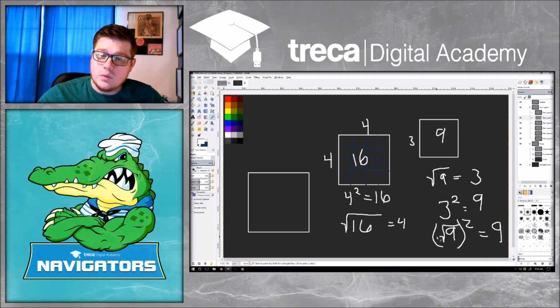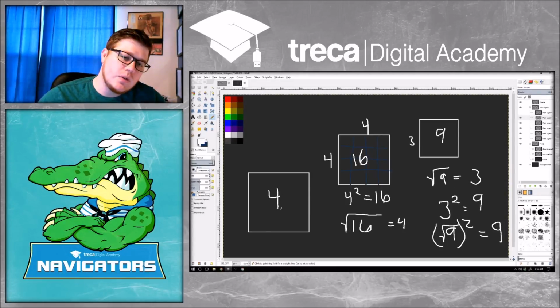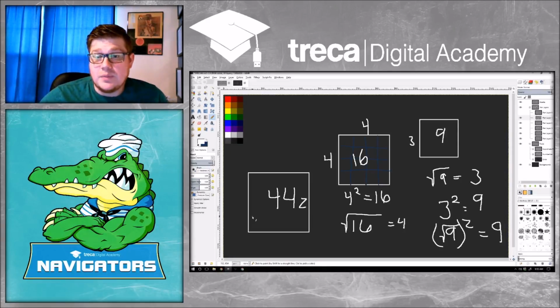The square root and the square cancel each other out. And that makes sense, right? When you square the square root, I mean, the words go together and everything, so it feels pretty logical. Let's put 44z in here. What would the side length be on a square of 44z? And the answer is the square root of 44z.